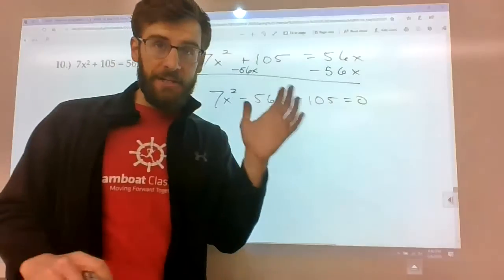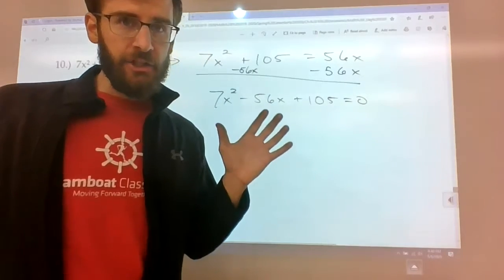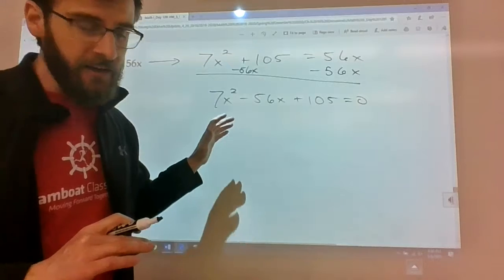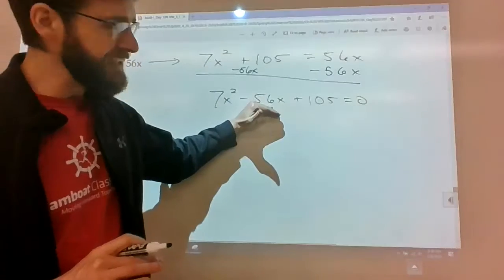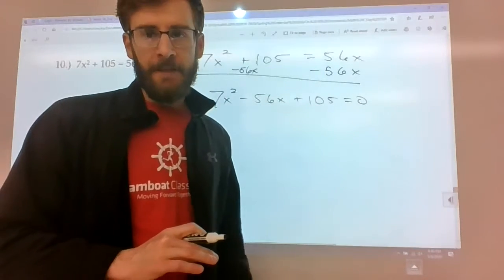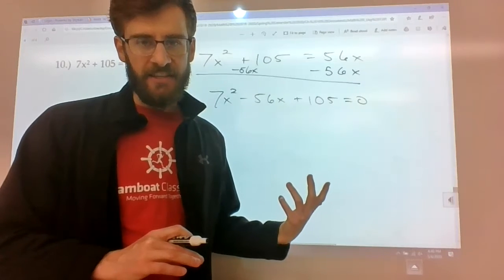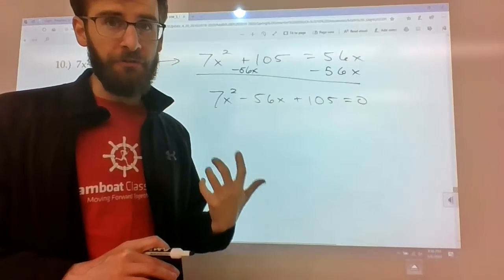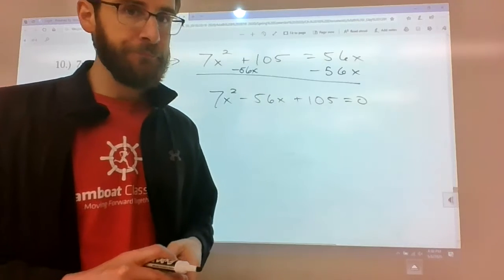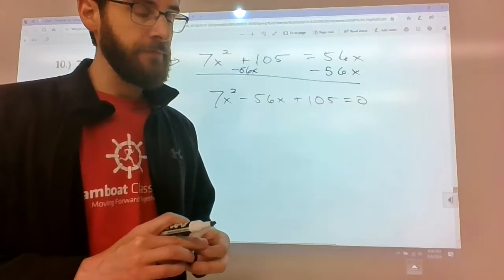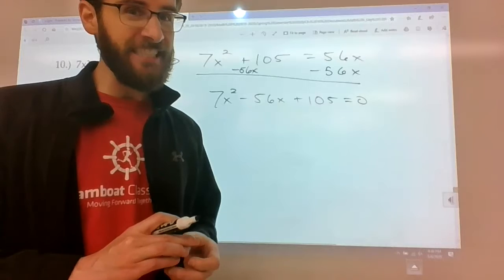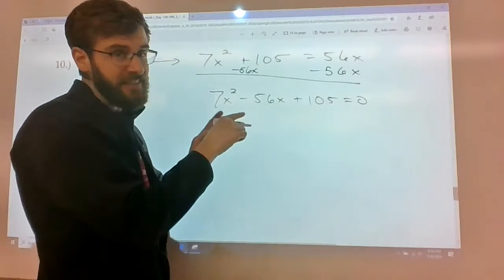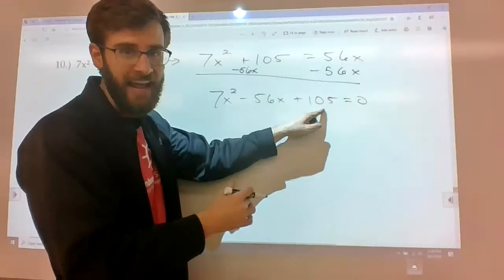Now don't jump into the AC factoring just yet. Take out a GCF if you can. So 7, 56, 105. You just got to ask yourself, do they all divide by 7? I know the first two do. Now the last one. What's 105 divided by 7? I believe it's 15. So it's only a 7. It's not a 7x because the 105 doesn't have an x to take out.